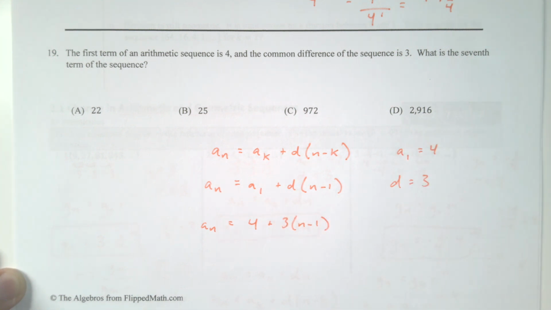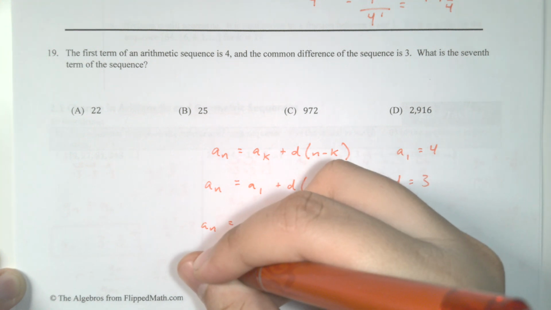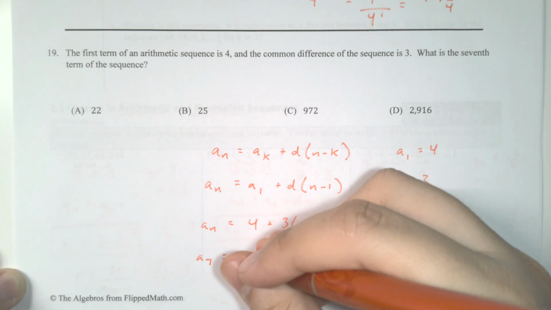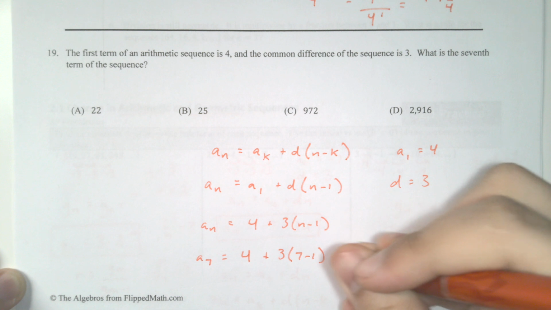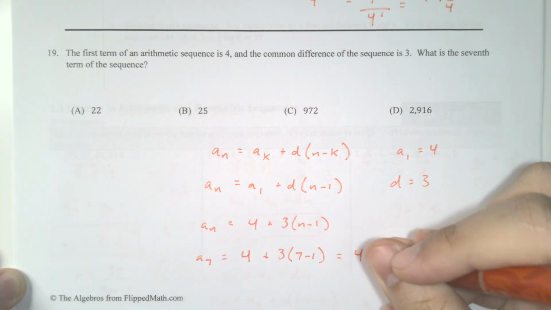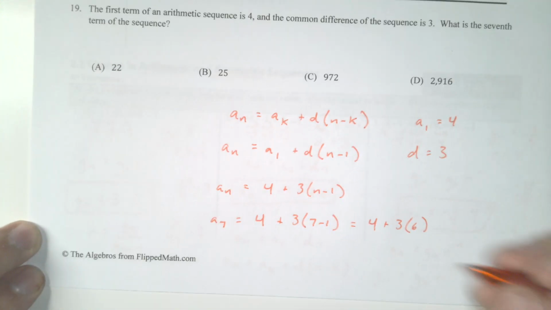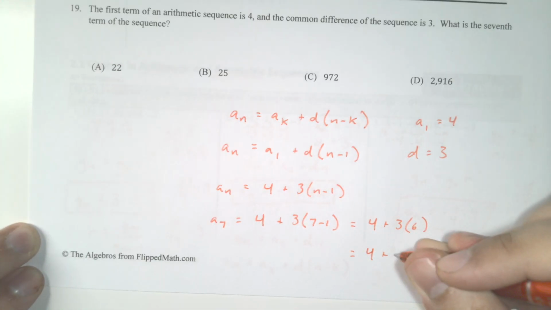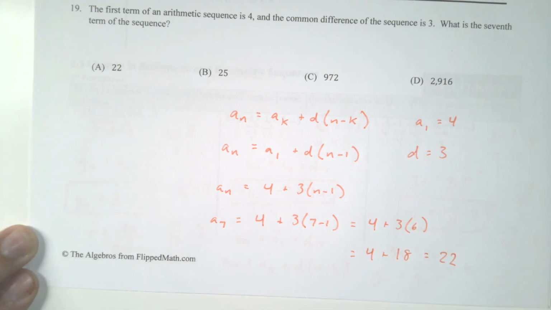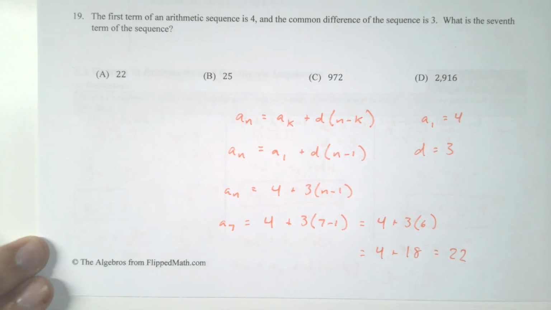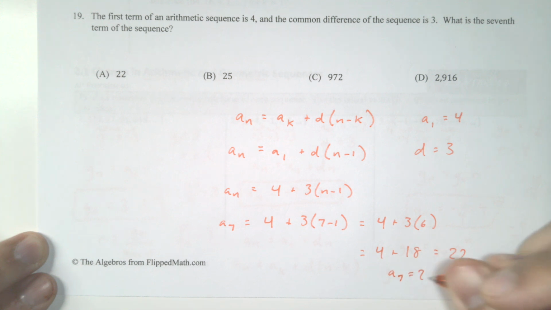And if we want to figure out what the seventh term of the sequence is, then a sub 7 is equal to 4 plus 3 times 7 minus 1. This is equal to 4 plus 3 times 6. And this is equal to 4 plus 18, which is 22. So a sub 7 is equal to 22.